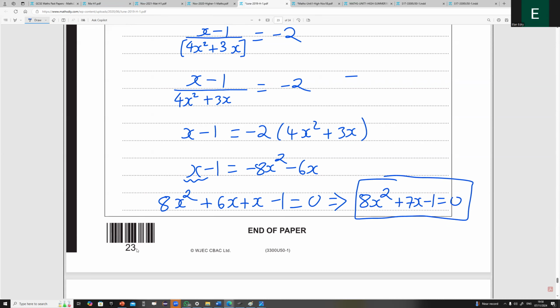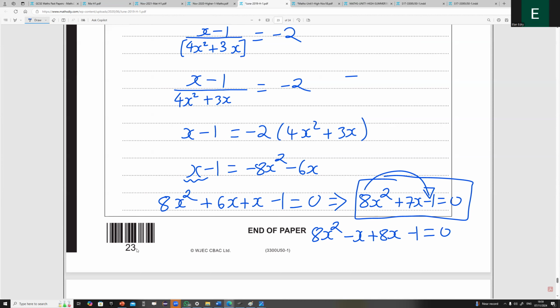How would I solve that equation? It's a quadratic, so we could factorize it. We could do 8 times minus 1, that's minus 8. So we have 8x squared. We want a pair of numbers that times to minus 8, add to plus 7. That's minus 1x and plus 8x.